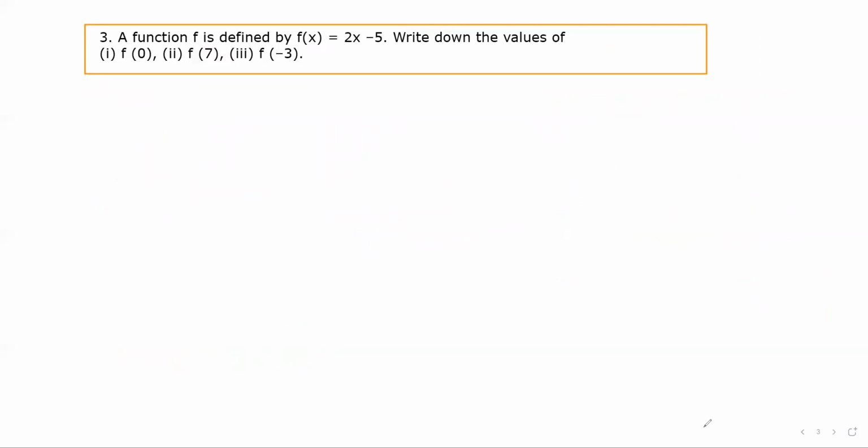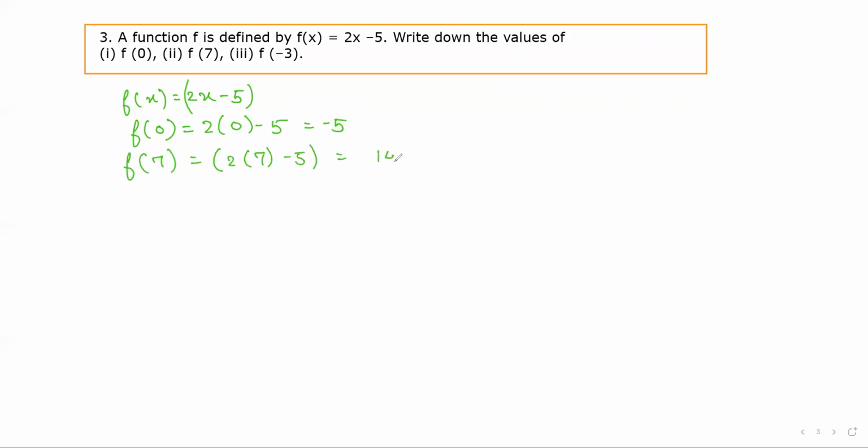a function f is defined by f of x is equals to 2x minus 5. Write down the values of f of 0, f of 7 and f of minus 3. Now this is simple. Your f of x is given as 2x minus 5. F of 0 means you have to place x is equals to 0 over here. On the right hand side, 2 into 0 minus 5 is equals to minus 5. F of 7 is equals to 2 into 7 minus 5, which is equals to 14 minus 5, which is 9. F of minus 3 is equals to 2 into minus 3 minus 5 is equals to minus 6 minus 5 is equals to minus 11.